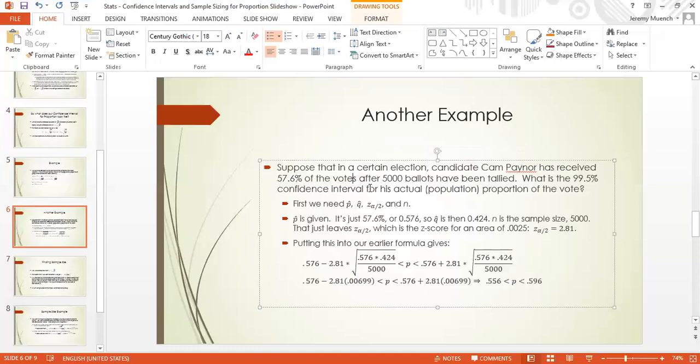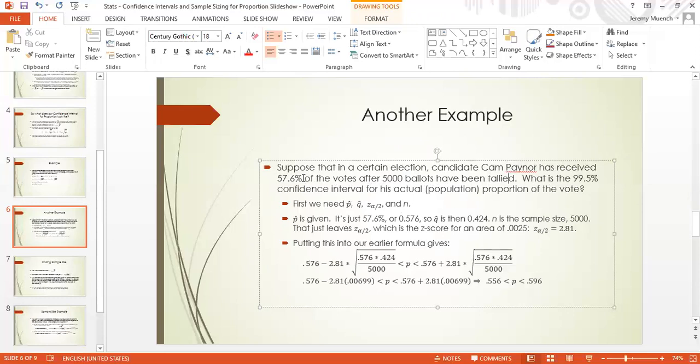And what we're going to see here is that the 99.5% confidence interval is still going to be pretty narrow at the end of this problem. So it's not unheard of to get an excellent idea of who's going to win a state or an election or a popular vote without having anything like a meaningful amount of the population actually report in. So once again, let's actually go through this. First off, we need p hat, q hat, z, and n.